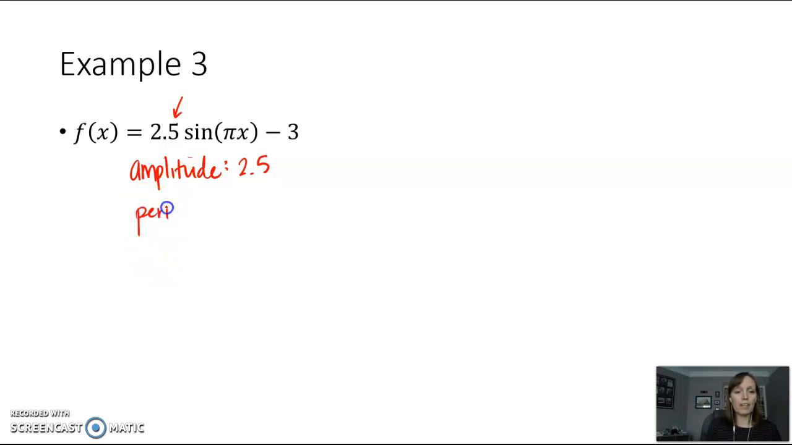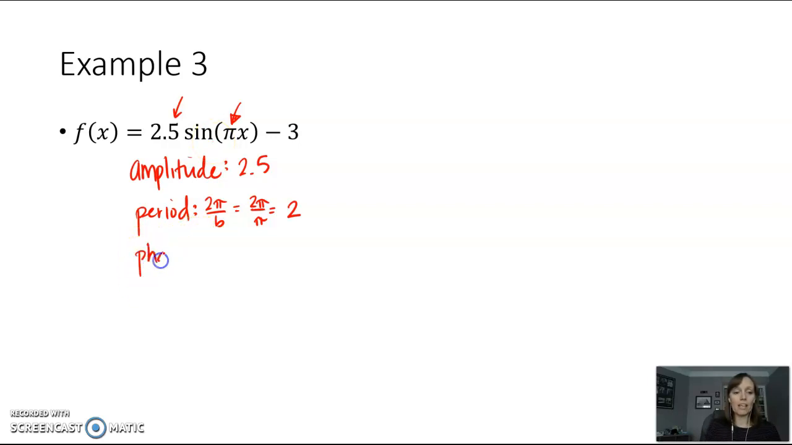We can talk about the period now. So the period is going to change as well because x is being multiplied by a value. And so remember that we always calculate the period using 2 pi over b, where b is that number being multiplied to x. And so this is 2 pi over pi, which is going to be reduced to 2. So this graph is only going to have a period of 2 as opposed to a period of 2 pi.